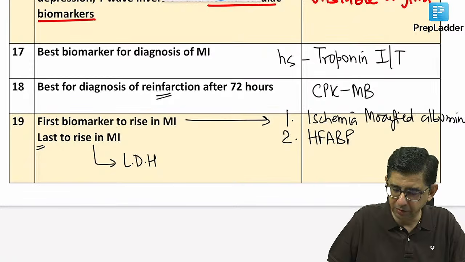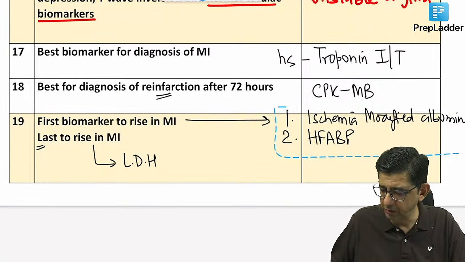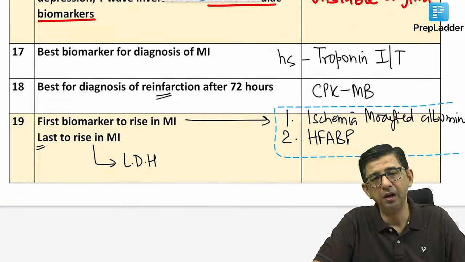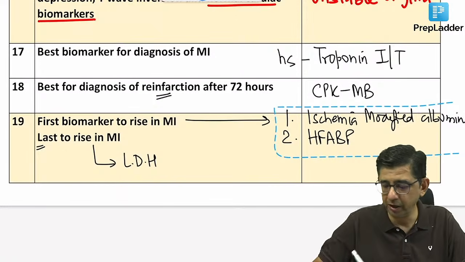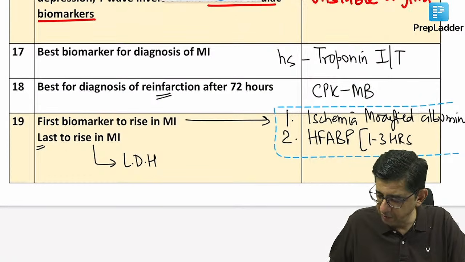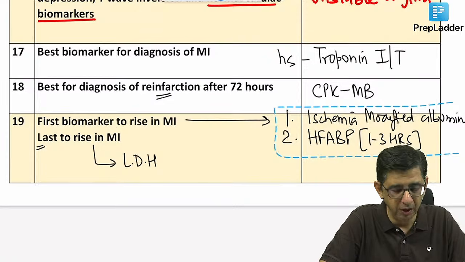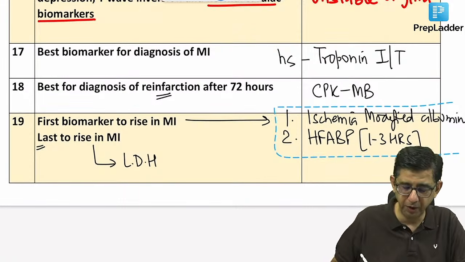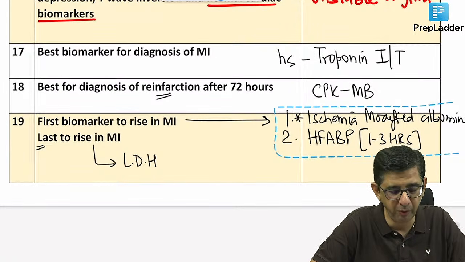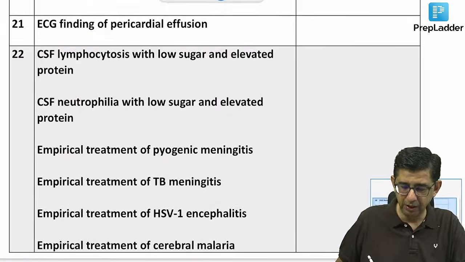For any patient of a heart attack, if he says what is to be rising in the very first hour, then it is ischemia modified albumin, and after that would be heart fatty acid binding protein. Heart fatty acid binding protein would be between 1 to 3 hours, and in the very first hour it would be IMA, that is ischemia modified albumin. Do remember this small subtle fact, guys: ischemia modified albumin for the first hour and heart fatty acid binding protein for 1 to 3 hours. Let's move on to the next one.